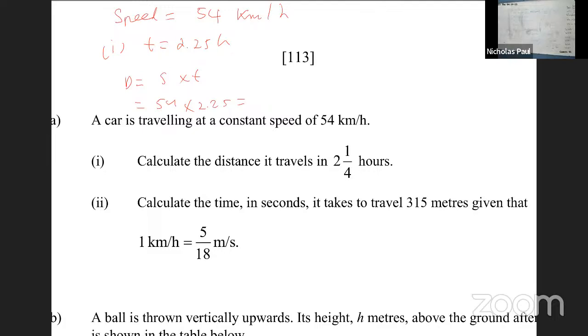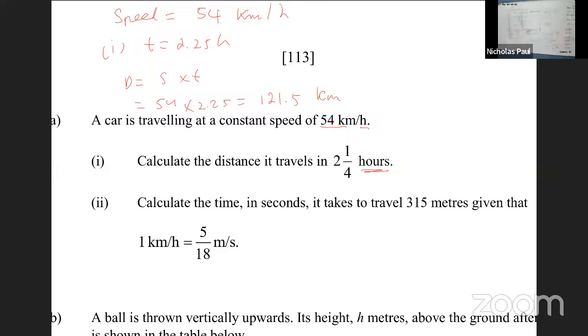No, you don't have to. What's the unit? Kilometers per hour. So the time is already in hours, so you leave it as 2.25, right? You can leave it because it'll be in kilometers. 121.5 kilometers. Should be together. 121.5 kilometers, right? Are you okay with that?